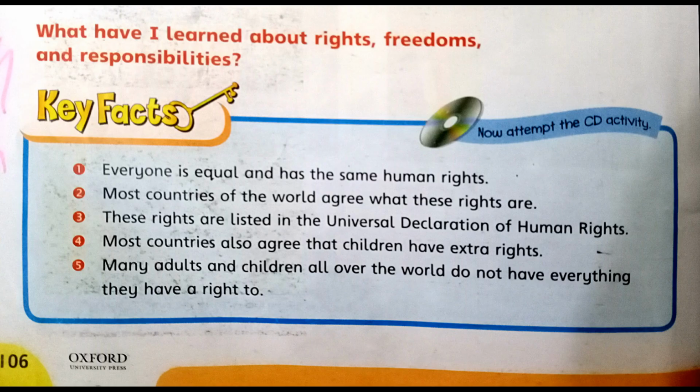So, students, what have we learned about rights, freedoms, and responsibilities? The key facts. One, everyone is equal and has the same human rights. Two, most countries of the world agree what these rights are. Three, these rights are listed in the Universal Declaration of Human Rights. Four, most countries also agree that children have extra rights. Five, many adults and children all over the world do not have everything they have a right to.